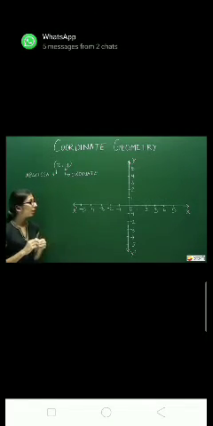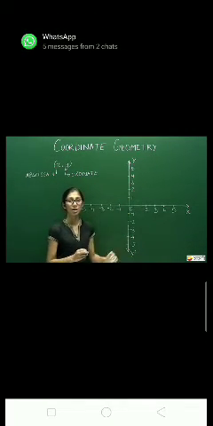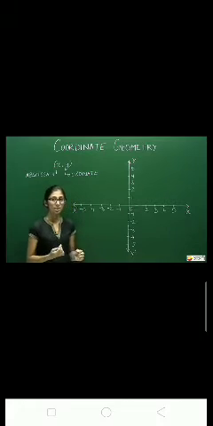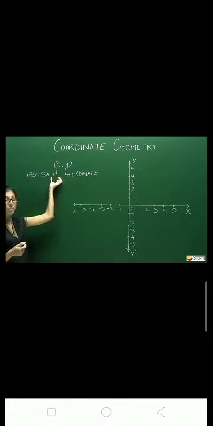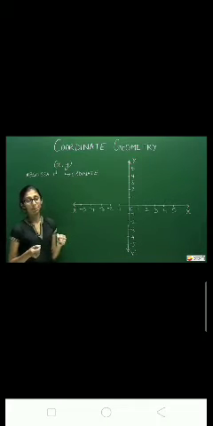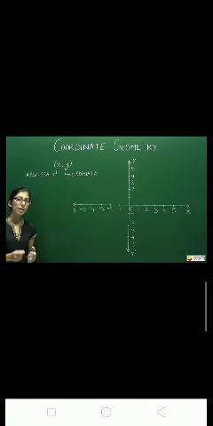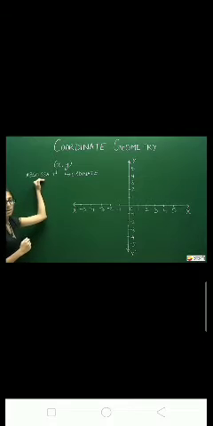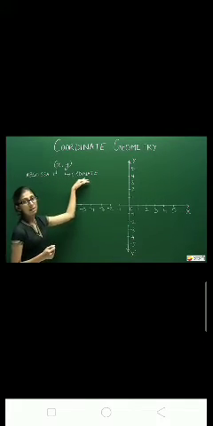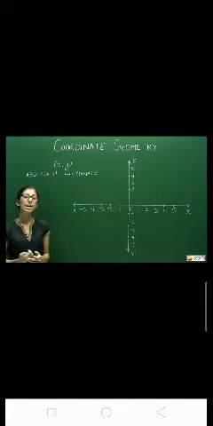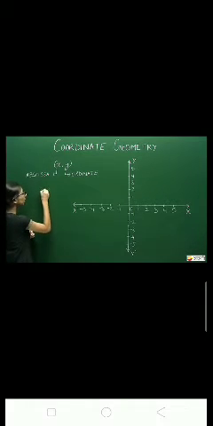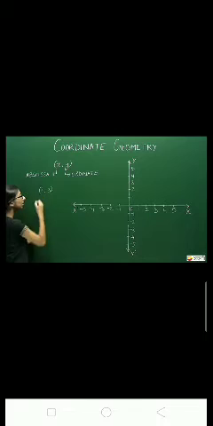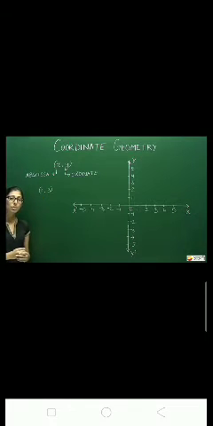So if we have to find out the location of any point in this plane, we will need 2 things. We will need to know the x coordinate of that point and the y coordinate of that point. The x coordinate of any point is called abscissa and the y coordinate of any point is called ordinate. Let's take an example. If we have to plot a point whose coordinates are 2, 3, how will we do that?